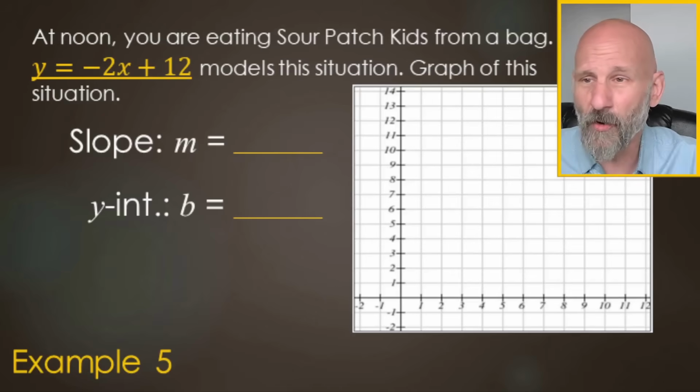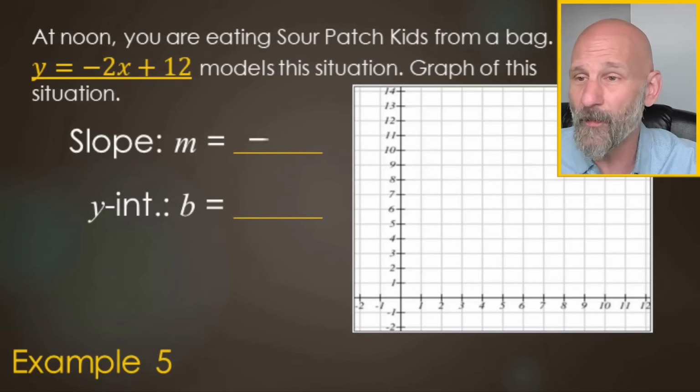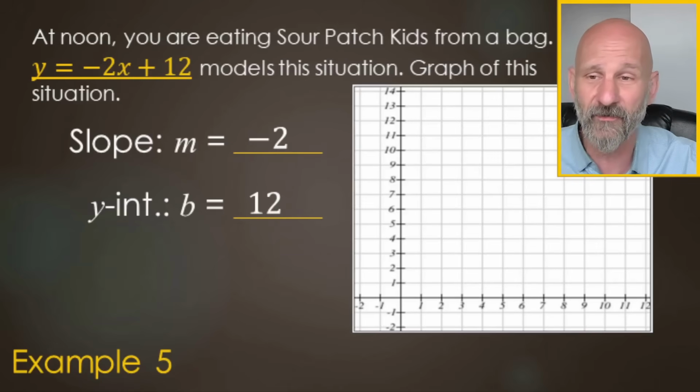Another example here, go ahead and pause the video, try this one out on your own, then come on back and see how you did. So here's our equation. It's y equals -2x plus 12. Now this is in slope-intercept form, y equals mx plus b. The slope, that's going to be the number in front of the x, so -2, and then the y-intercept is the number being added or subtracted to the x, and that's going to be a +12.